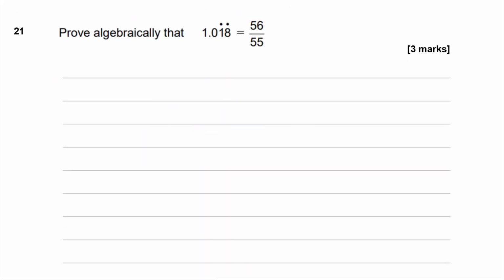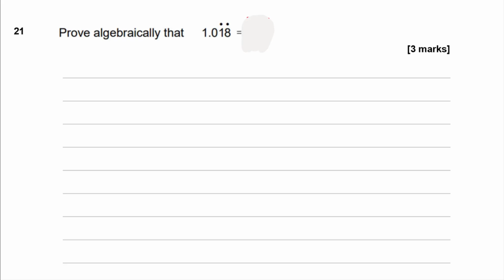Question 21. Prove algebraically that 1.018 with a dot on the 1 and the dot on the 8 is equal to 56 over 55. Now, you are proving, so you are not to use this value. You're proving it is this value. So this value is off limits. Okay? Just pretend it's not there for now. Gone. I want to find it. I don't want to be using it.